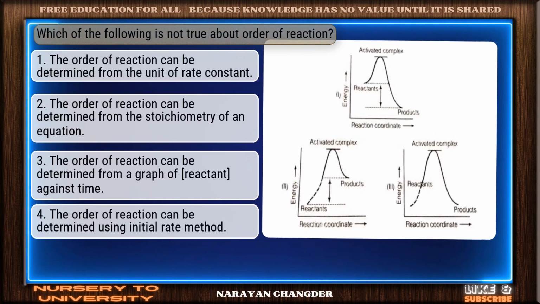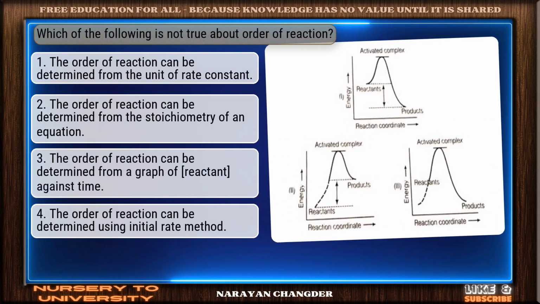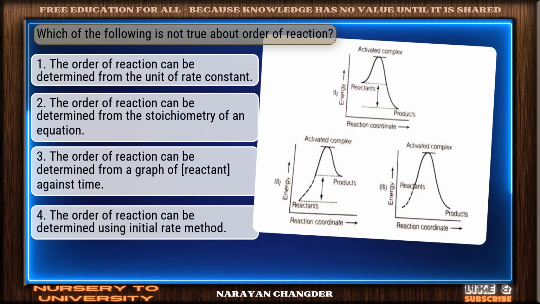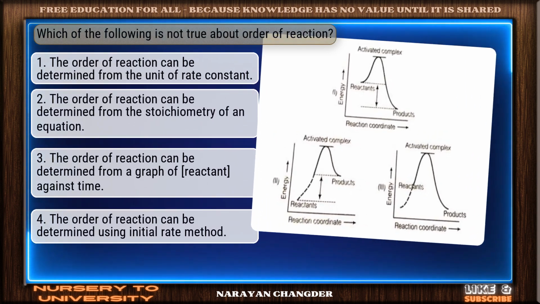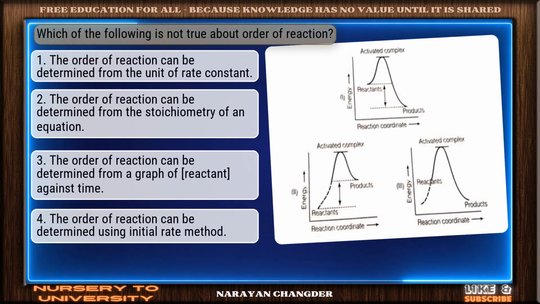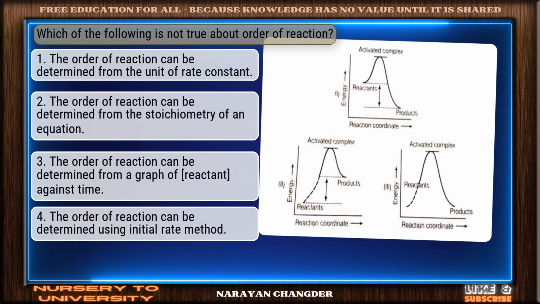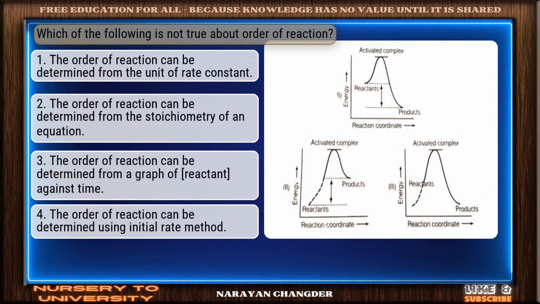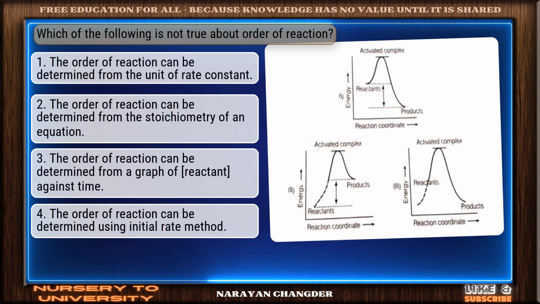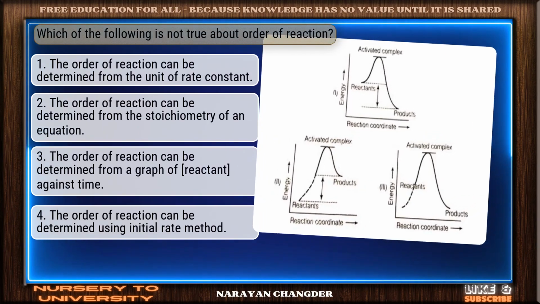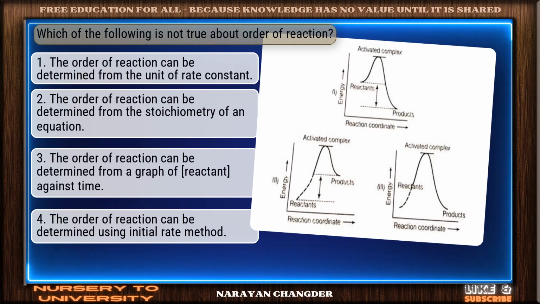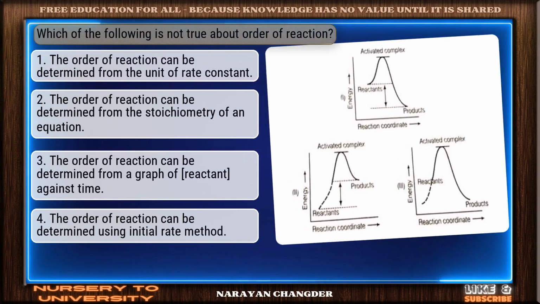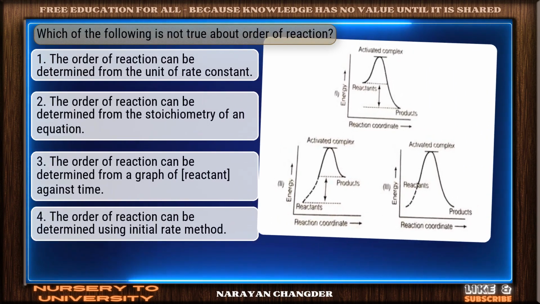Which of the following is not true about order of reaction? Option 1, the order of reaction can be determined from the unit of rate constant. Option 2, the order of reaction can be determined from the stoichiometry of an equation. Option 3, the order of reaction can be determined from a graph of concentration against time. Option 4, the order of reaction can be determined using the initial rate method.